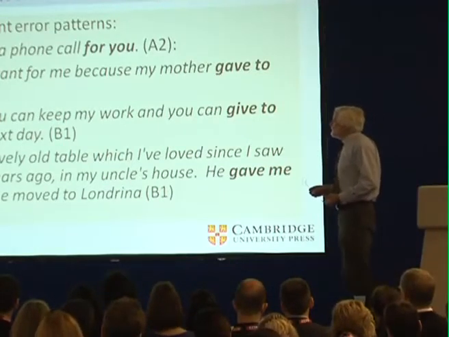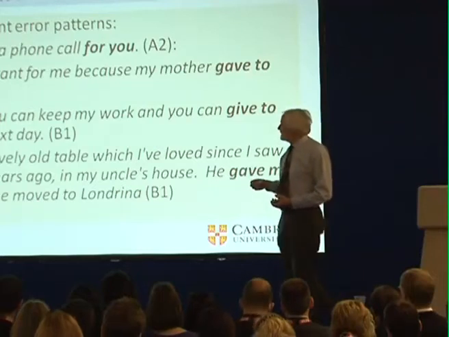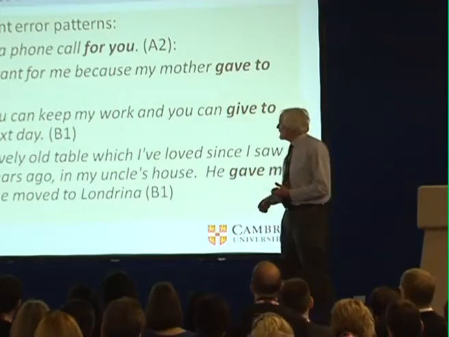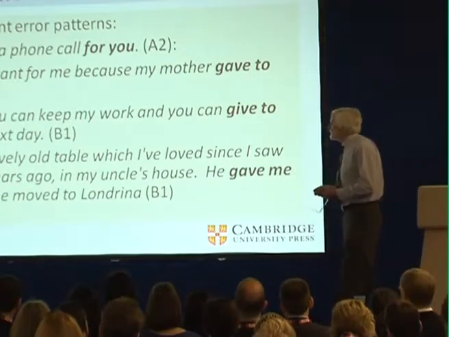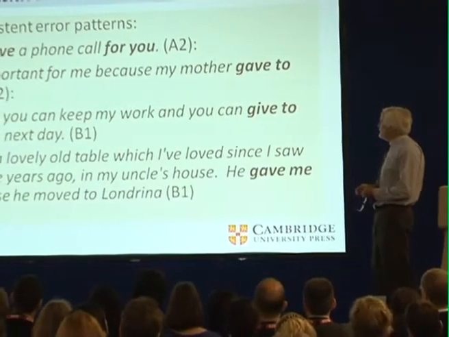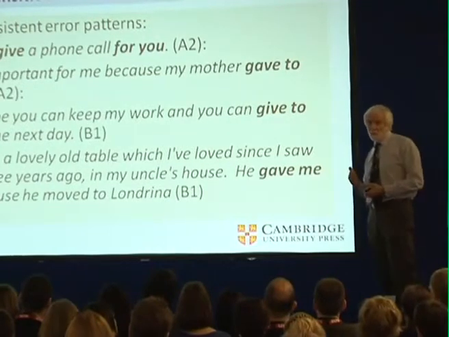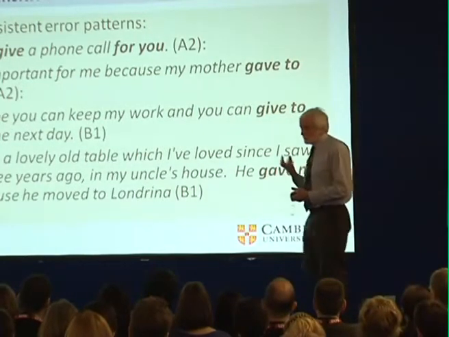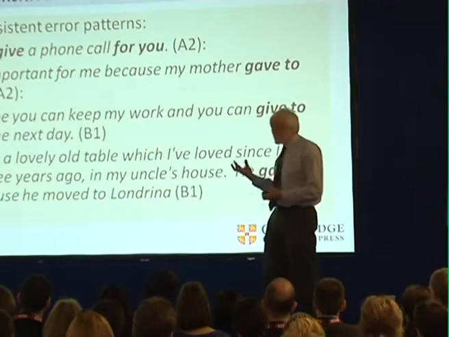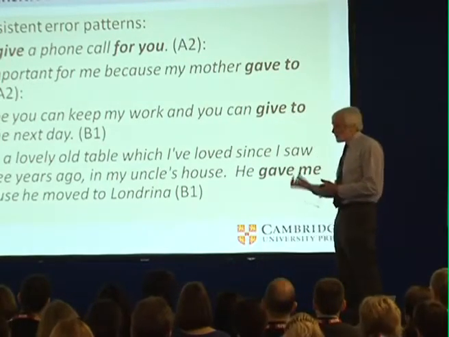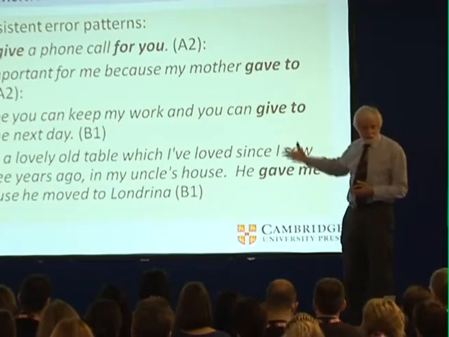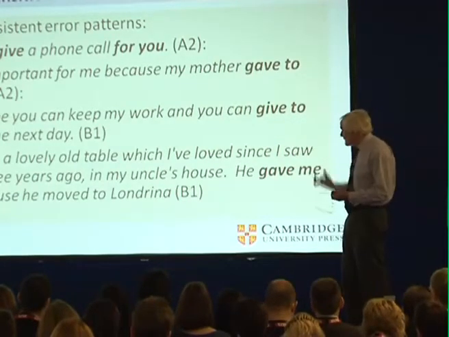I will give a phone call for you. That's an A2 example there, where the preposition is incorrect, not appropriate. It's important for me because my mother gave to me. Another common confusion at this A2 level is that they work hard on the prepositional structure, but you don't get any realization of the direct object. So the direct object is missing there.